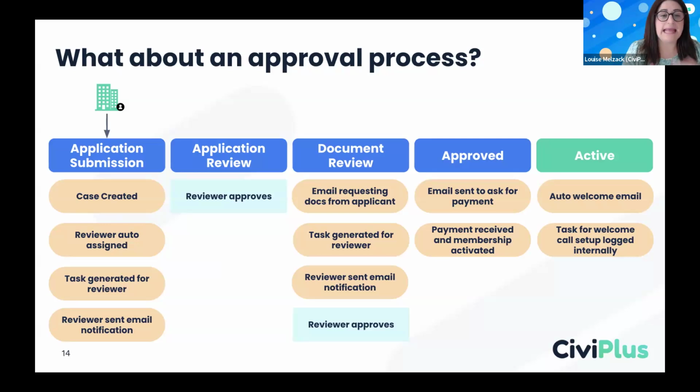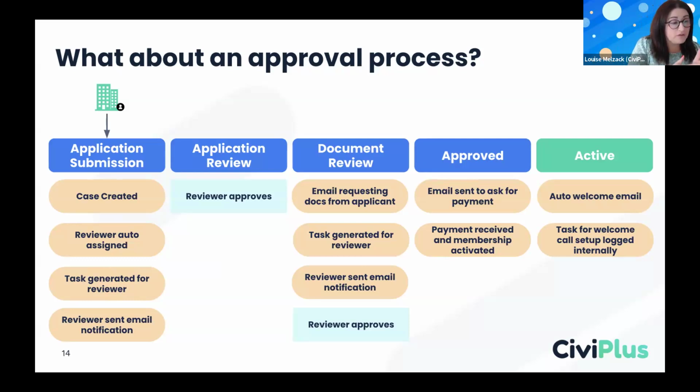If you are an eco-friendly organization, they want to make sure you're an eco-friendly organization before they say you can be a member and say that you're a member. So here's an example of what an approval process could look like. Obviously, everyone's approval process could be different.